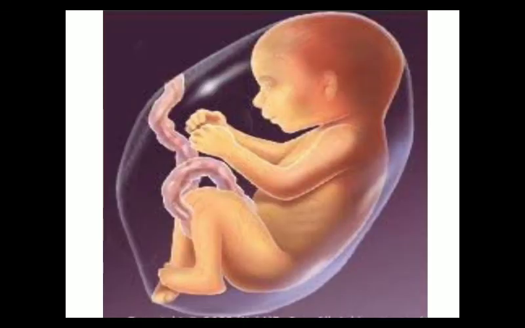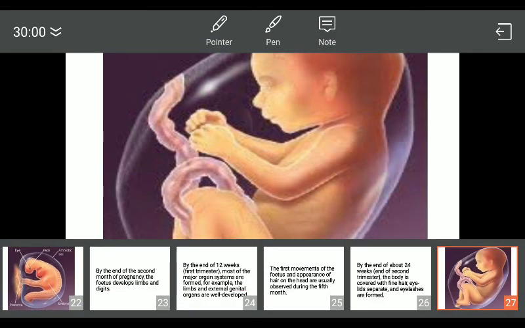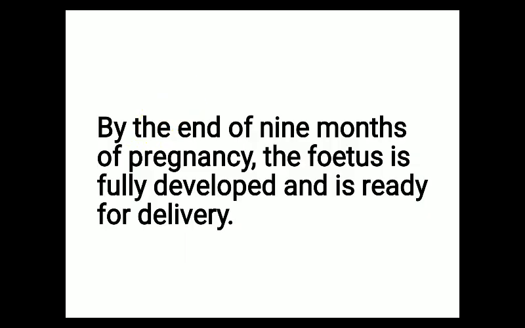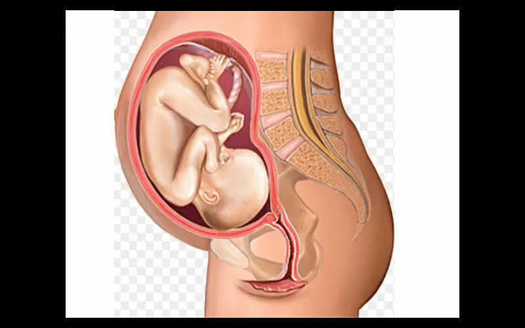So this is the diagram of a fully developed fetus after the completion of 9 months. It will look like this. It remains present inside a sac-like structure which is known as the amniotic sac. Watery fluid remains present, which is known as amniotic fluid. And this is the developing fetus. This is the umbilical cord. This is the placenta. By the end of 9 months of pregnancy, the fetus is fully developed and is ready for delivery. So after the completion of 9 months, finally the fully developed fetus will be expelled out through the birth canal.